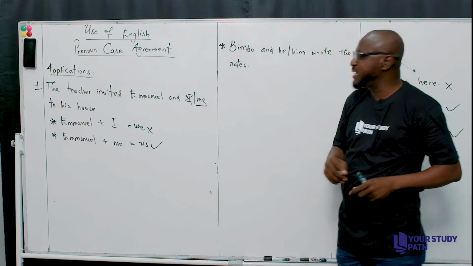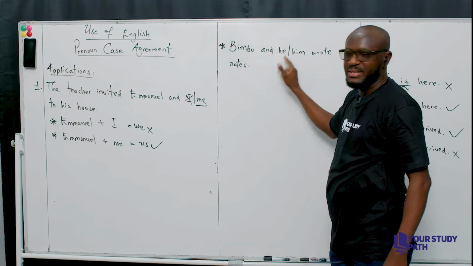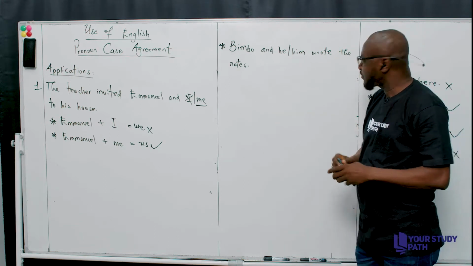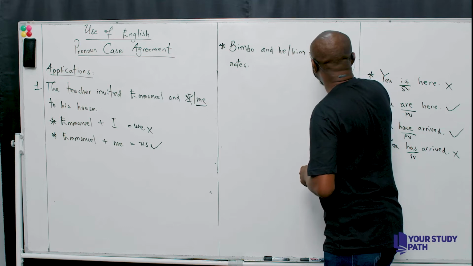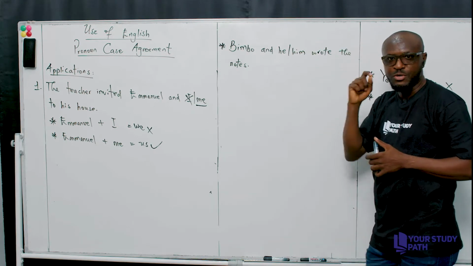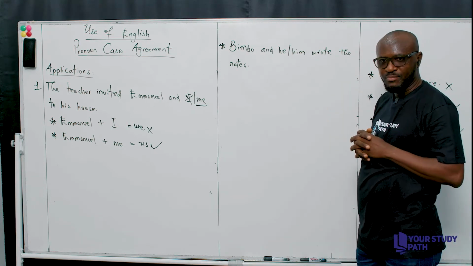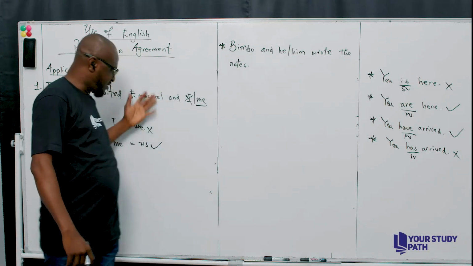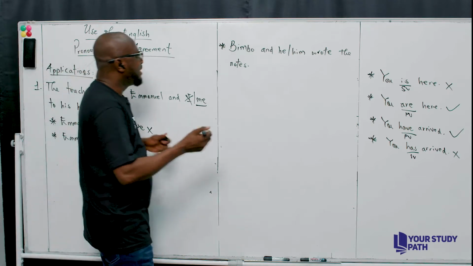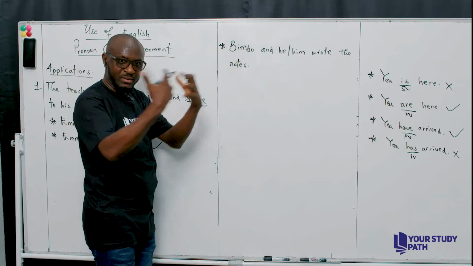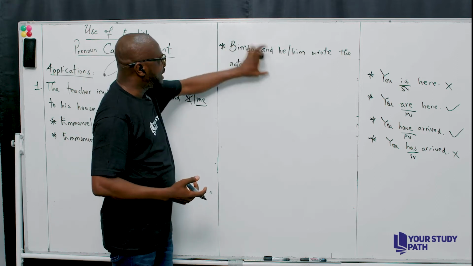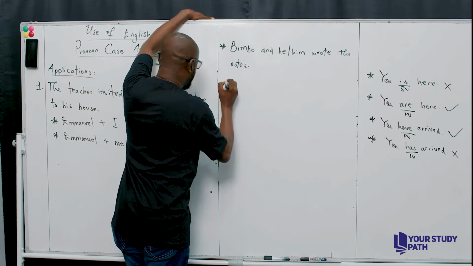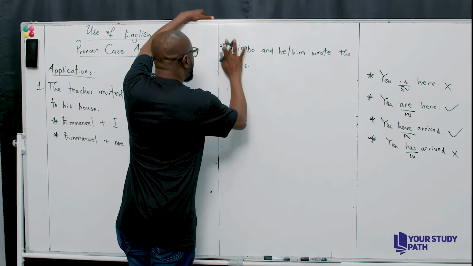Now we have the next one, which says, Bimbo and he/him wrote the notes. The same thing, let's analyze as we did the first one. Let's bring Bimbo and he, we extract it. Then Bimbo and him, we also extract that. Okay, I'll call this number 2.